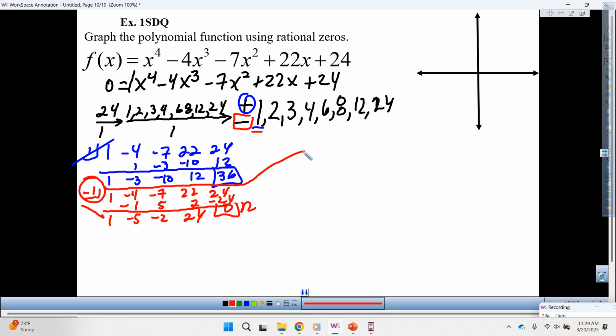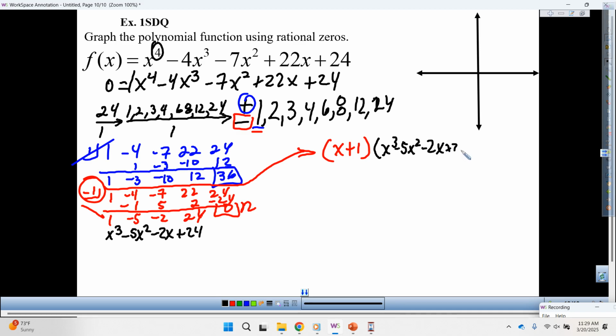So how do we write that in non-synthetic form? Pass someone, Ashlyn. Mariah, how do we write that in non-synthetic form? X plus 1, okay. And what do we have left? If we started with the 4th degree, what do we have now? X to the 3rd minus 5x squared minus 2x plus 24. So let me write it over here. X cubed minus 5x squared minus 2x plus 24.